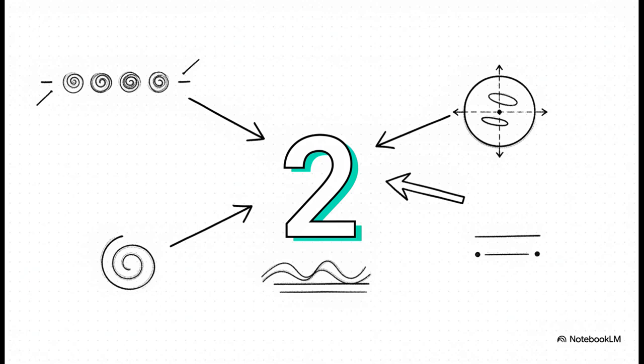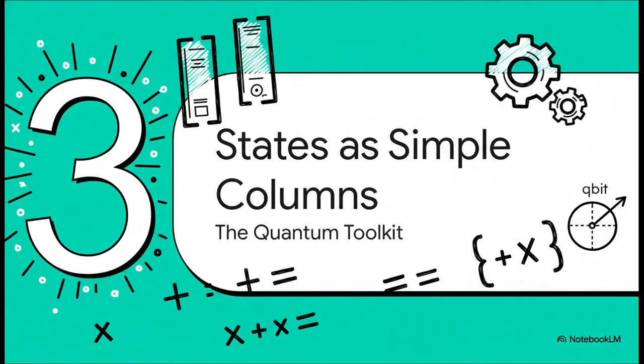We started with 4 parameters from the math. We took one away because probabilities have to add up to 100%. Then we took away another one because of this weird phase indifference. And what are we left with? 2. The math and the geometry, they finally agree. The answer is 2.